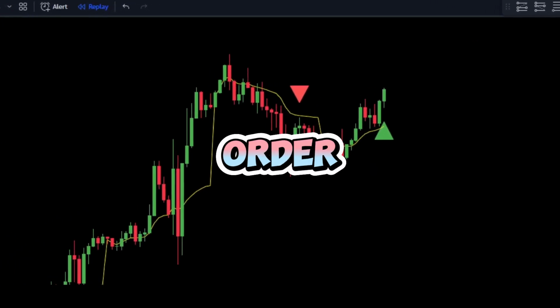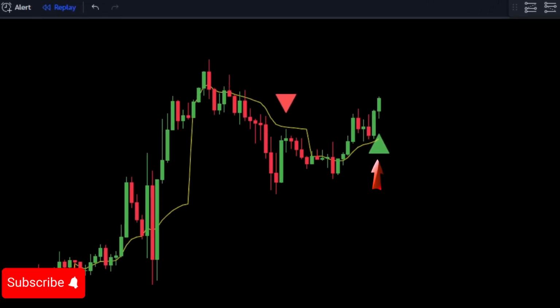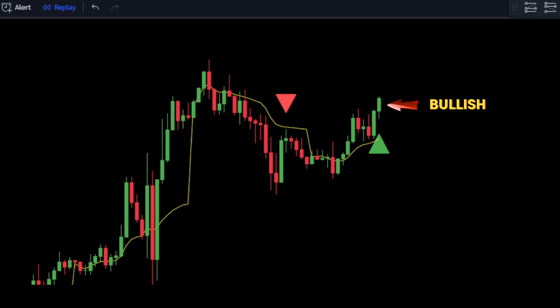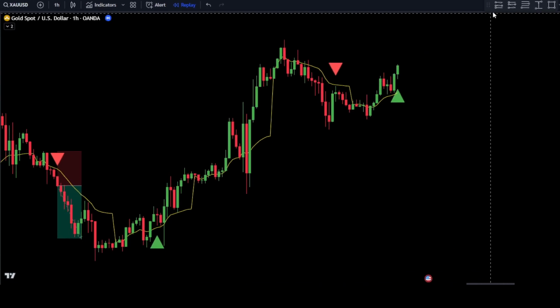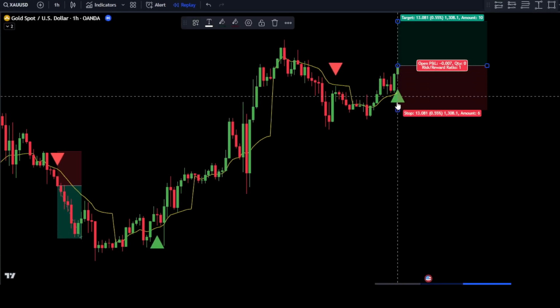How to place a buy order. If the SMA 10 crosses above the SMA 30 or a green triangle appears, it is a buy signal. Ensure the price candlestick is above or closes above the VWAP line. As confirmation, make sure the formed candlestick is a bullish candlestick. If all conditions are met, you can place a buy order after the bullish candlestick has closed.